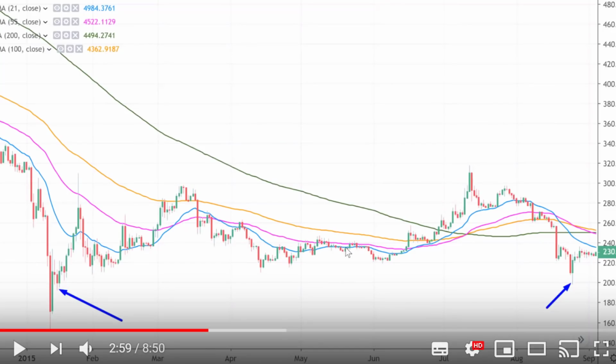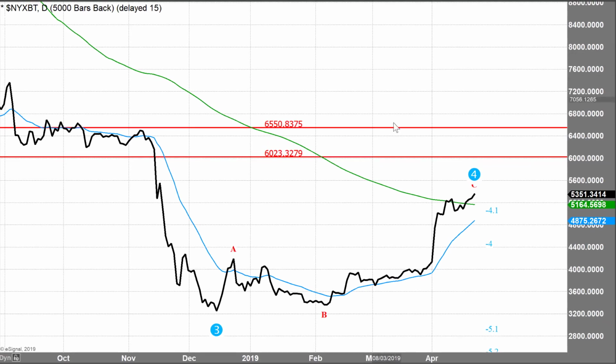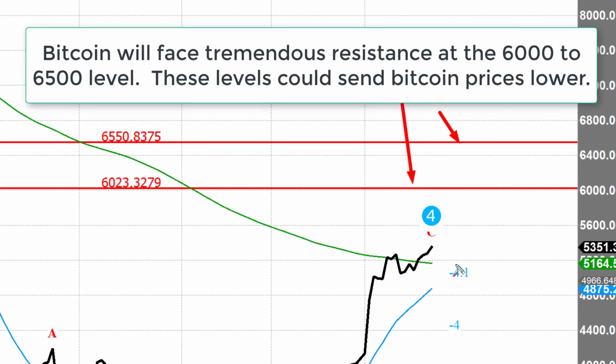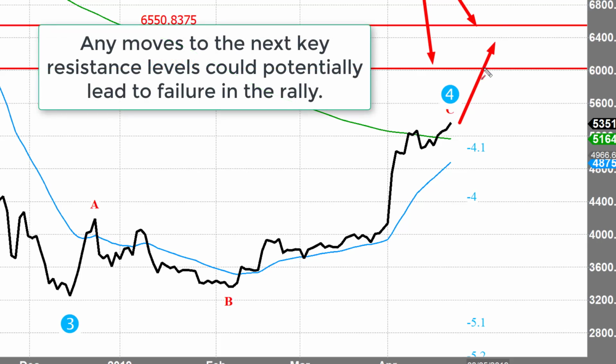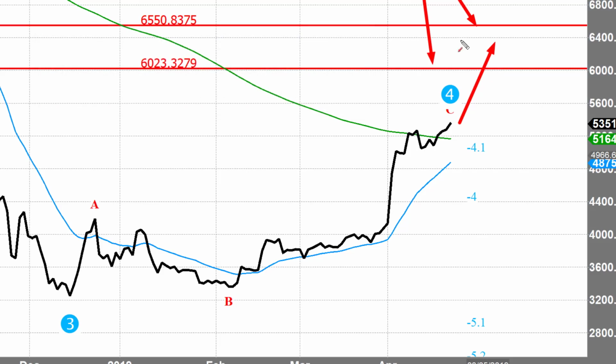And there's also another very important reason we need to be aware of, which is the fact that there's a tremendous amount of resistance near the 6,000 to 6,500 level. I think it's quite likely that if Bitcoin manages to get up to these levels, Bitcoin is going to struggle. Any potential moves to these resistance levels are going to be met with a lot of resistance, and we could potentially see short sellers taking control of the market around these levels. By the way, I'll make a separate video for you as to why the 6,000, 6,500 levels are so important.